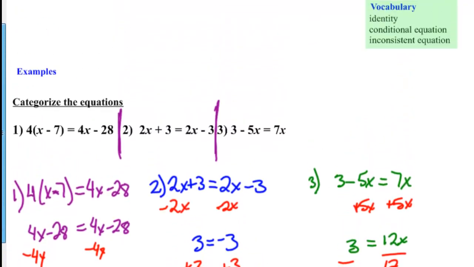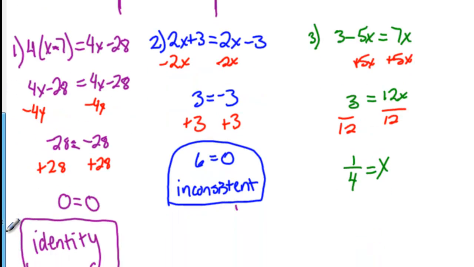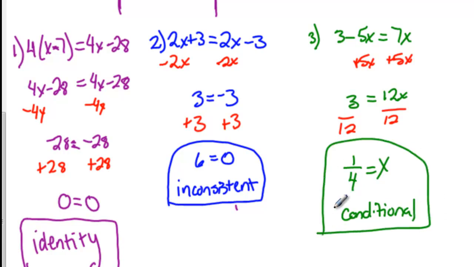So your options, identity, conditional equation, inconsistent. What do you think it is? Conditional. This is true if x equals 1/4. So given the condition that x is 1/4, this will be a true statement. Those okay?